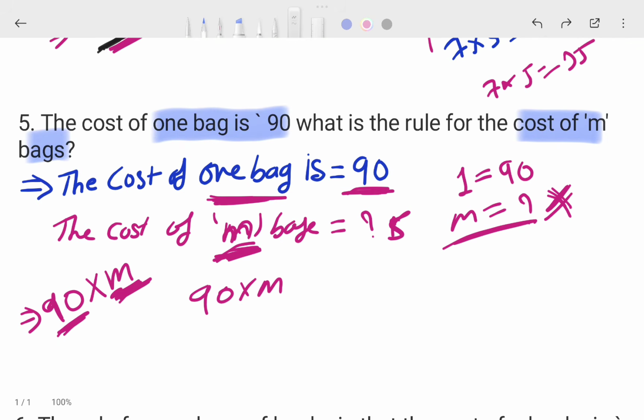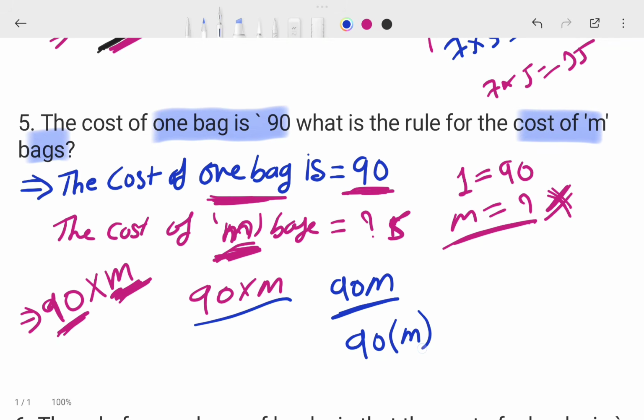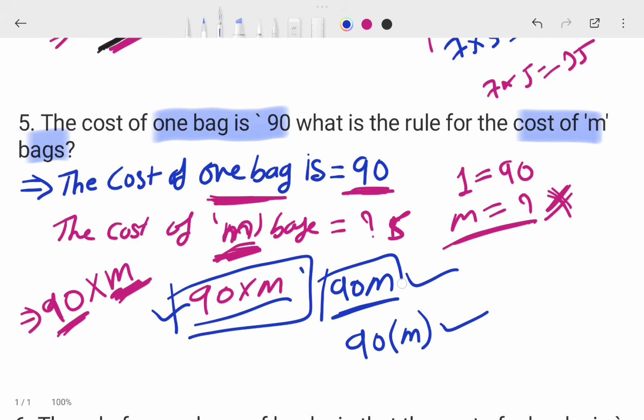So you can write our answer like that, 90 into m. Otherwise you can write 90m. This is also an answer. Otherwise you can write 90 into m. So you can write any one of these. Don't think this is wrong. It is not like that.